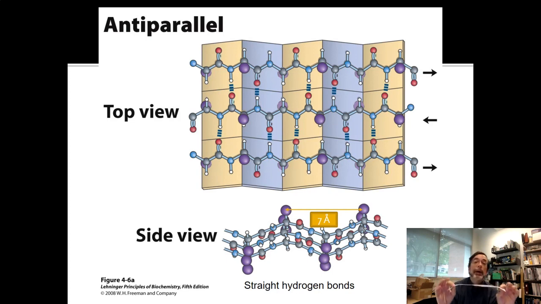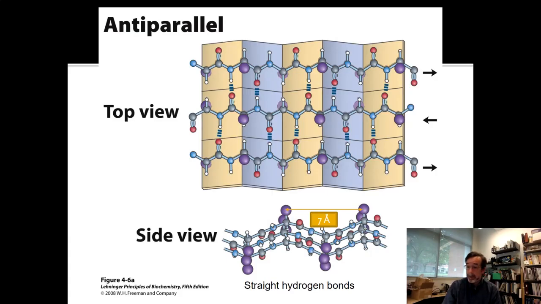The most stable kind of beta sheet that you can get is where the strands run in opposite directions. And so we have N versus C, and here we have, I'll flip it around, C versus N. So they'll be going in directions like this, but also, if you rotate them, then you would have the side chains going up and down. This is a three-dimensional thing. This is why I want you to actually have a piece of paper in front of you.